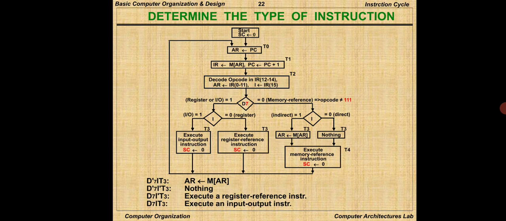Now, let us talk about the D7 bit. If the D7 bit is 1, that is, those three values are 1, 1, 1, I need to check whether my I value is 0 or 1. If I value is 0, then we perform the register reference instructions. If I is equal to 1, I perform the input and output operations. If I is equal to 0, I execute the register reference instruction, the counter value is cleared to 0, and it jumps to the T0 state.